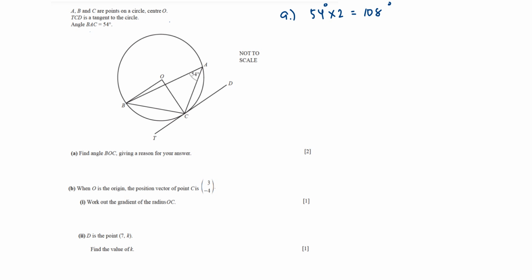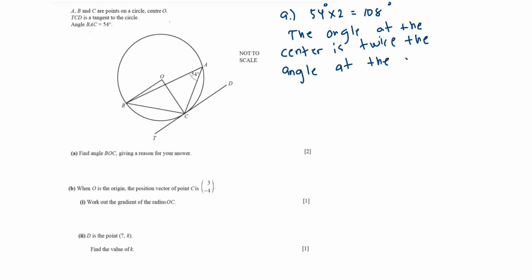The reason behind it you can just write: the angle at the center is twice the angle at the circumference. Right there. Okay, next for letter B.